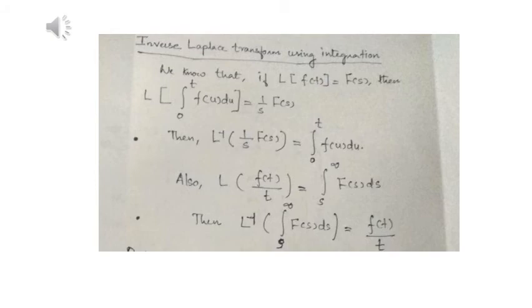And also when f of t by t comes, that is division by t, L of f of t by t is equal to integral s to infinity F of s ds. Therefore L inverse of integral s to infinity F of s ds is equal to f of t by t. So the two results that you have to remember here are L inverse of 1 by s into F of s is equal to integral 0 to t f of u du, and L inverse of integral s to infinity F of s ds is equal to f of t by t.